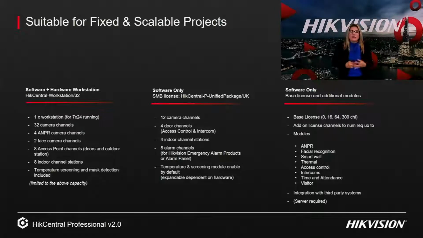Now, if you've got, say, 20 cameras and you've bought the 16-way base license, what you'd need to do is add an additional 4 camera channels. So we take it from 16 to 20. And then you have a choice to add on all your different modules, which you will see as we go forwards. But we've got a list of them on the screen there. So it could be an ANPR camera you're adding, facial recognition, the smart wall module, thermal module, intercoms, any time of attendance that you might have. We've got that list there and those modules to add on if you want to use those features.